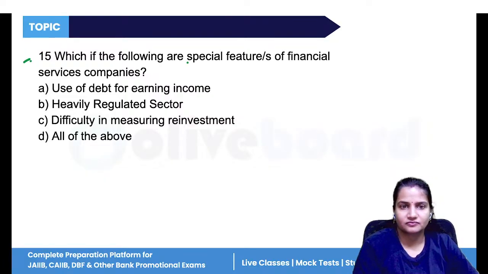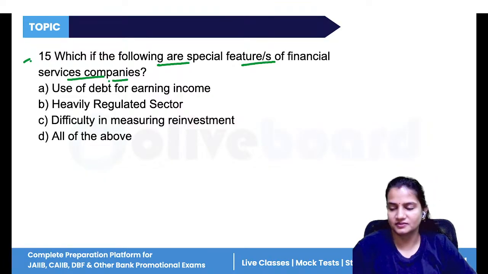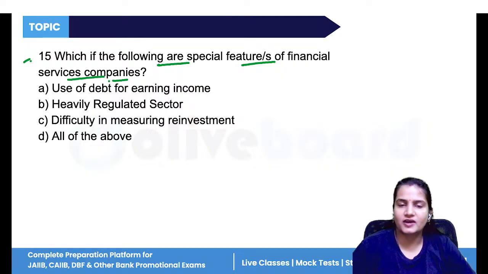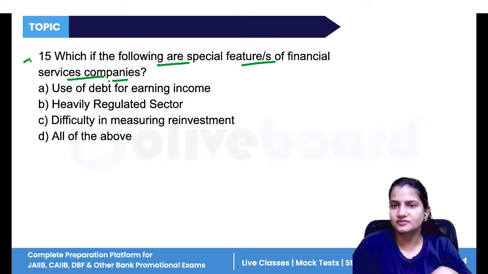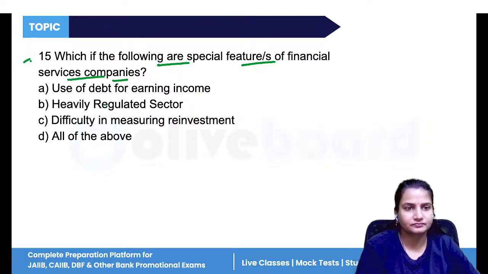Now, next, which of the following are special features of financial services companies? Financial services companies come under the special cases of valuation. If one financial company wants to acquire another financial company, what special features or considerations will the company weigh before acquiring?